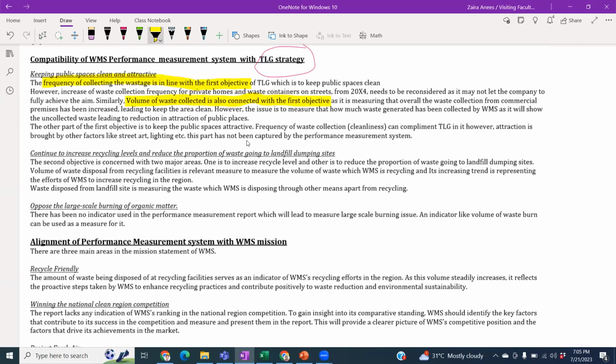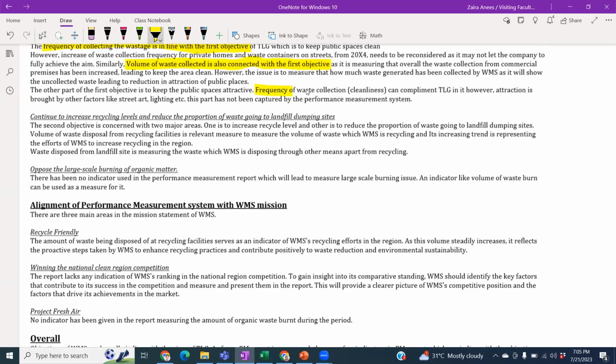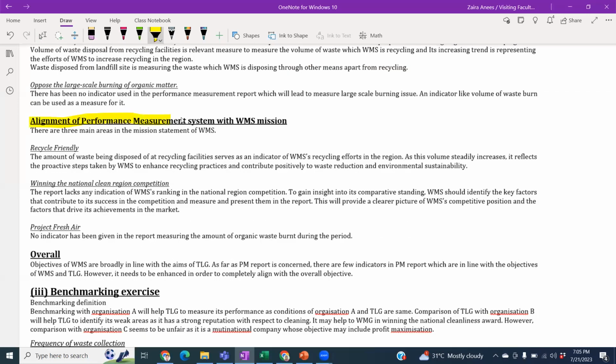Okay. And this is basically the problem which we have identified, that attractiveness has not been addressed, right? And this is alignment with the WMS mission, that is recycle friendly, winning the national competition. No indicator for Project Fresh Air has been identified. Right. So we have concluded the overall objective, that the objectives of WMS are broadly in line with the aims of TLG as far as the PM report is concerned. This is basically related to this part.